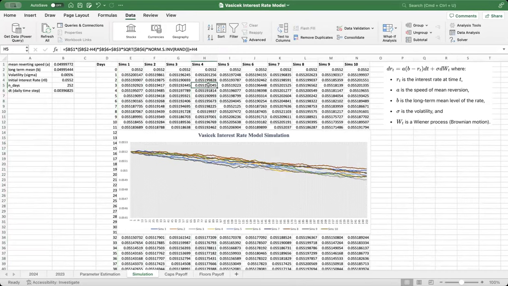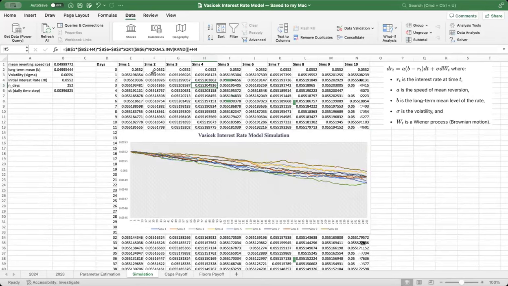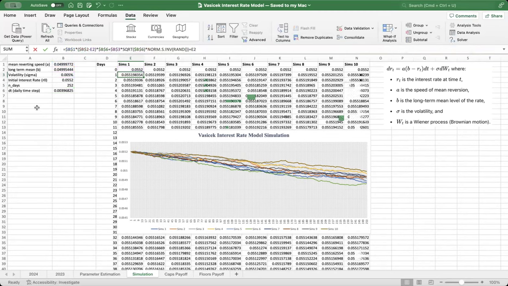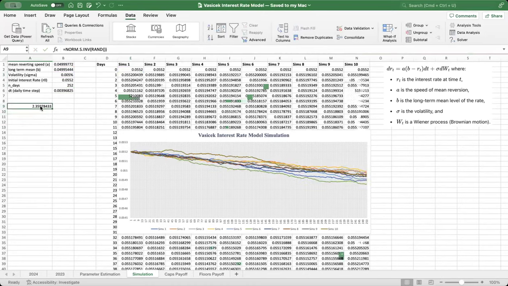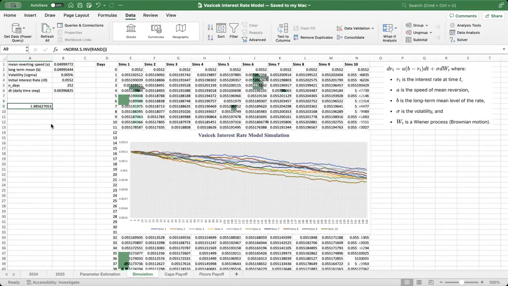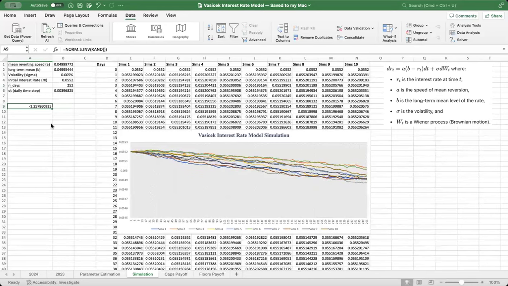Like this, you do multiple simulations, and if you see, this graph is changing. Why is it changing? Because of this specific term, NORM.INV, let me get this term out. So if you see this term, we are generating a random variable from a normal distribution. As we refresh our data, it will always change. And that is what we actually want, right?